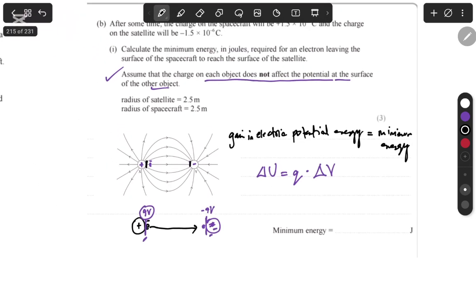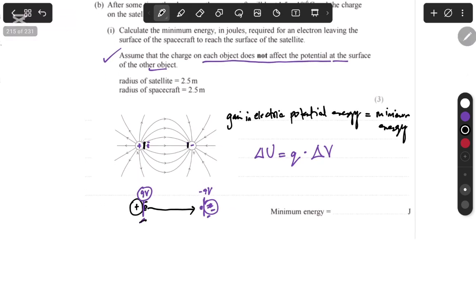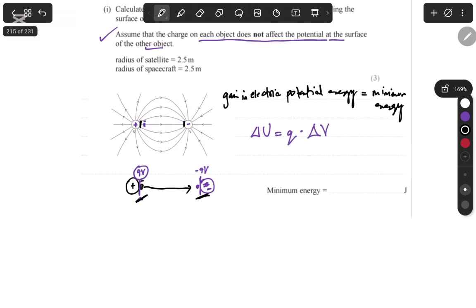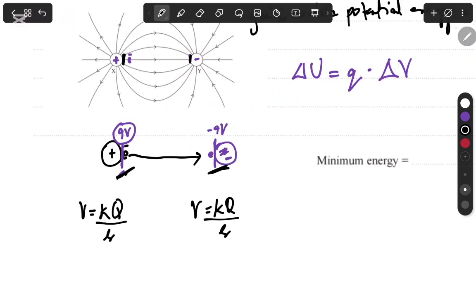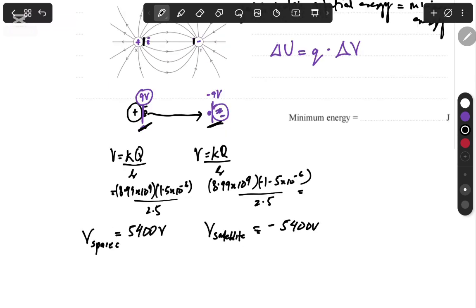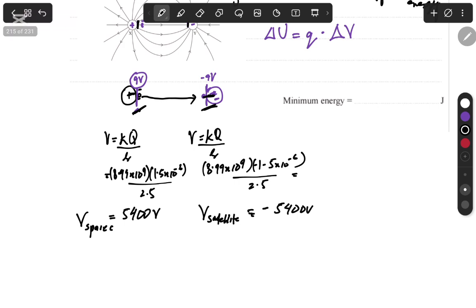So the change in potential difference. We have to find the potential difference here and the potential difference here. So we just use this formula and we get the potential difference at both of the points. So now we have found the electric potential at the surface of both of the charges. Remember they've given you the radius already. So this is the distance, the radius basically. And we get both the values as 5,400 volts.